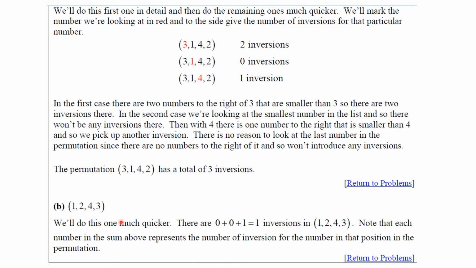Let's look at the next one, 1, 2, 4, 3. We'll do this much quicker. Think about it. There are 0, 0, 0, 1 inversions in this. Note that the number in the sum above represents the number of inversions for the number in that position in the permutation.